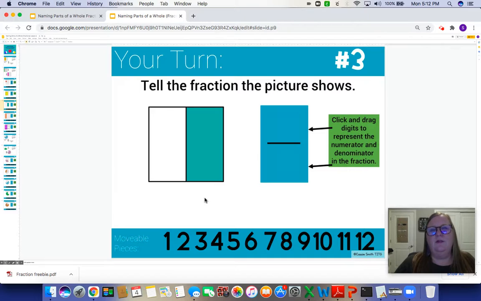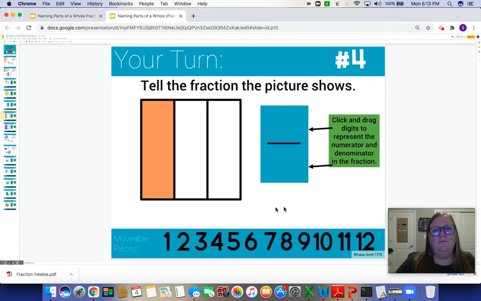And again, you're going to keep going and do the same thing. There's 1 total piece shaded in, and there are 2 total pieces in the whole shape. That's called the denominator. So we have 1/2 or half.